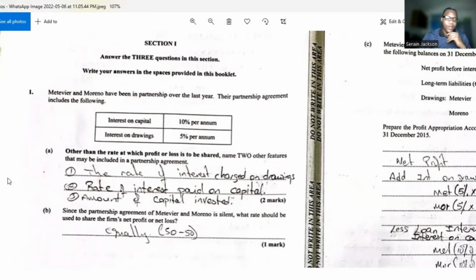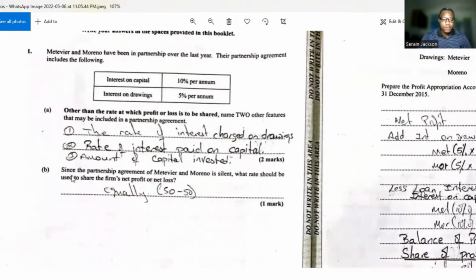So the first question, 1A, says: other than the rate at which profit and loss is to be shared, name 2 other features that may be included in the partnership agreement. Now, we know that the partnership agreement is very important to a partnership type of business. So I gave 3 answers here just for your sake. What could also be included is the rate of interest that is to be charged on loans, also the rate of interest that is to be paid on capital, and also the amount of capital that is invested, would also be in the partnership deed.